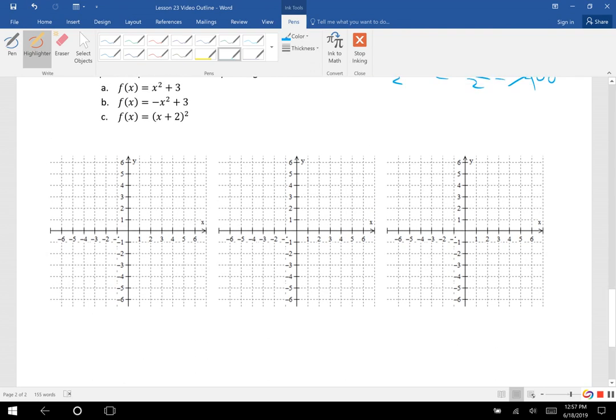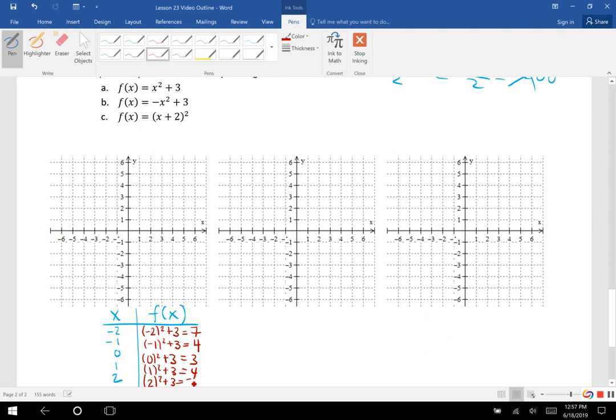So I'm going to create a table of values, and I like to pick some negatives and some positives. So I'm just going to try -2 to 2. I take these numbers and I plug them into the function. So -2 squared plus 3, that's 4 plus 3 or 7. -1 squared plus 3, 1 plus 3 is 4. 0 squared plus 3 is 3. 1 squared plus 3 is 4. And 2 squared plus 3 is 7.